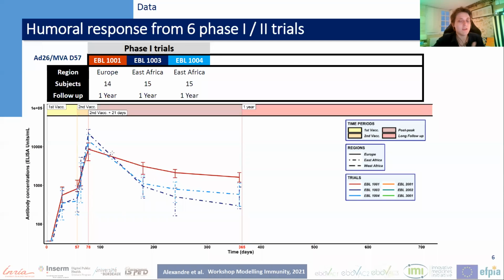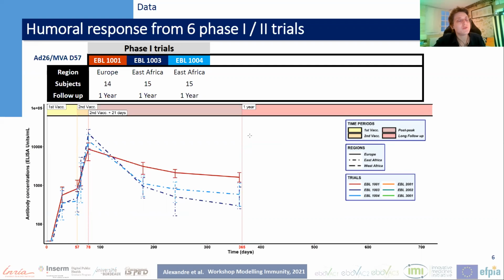In this plot, you can see the mean dynamics of the humoral response, which is binding IgG concentration measured by ELISA assays, over time in each trial, with a peak which can be observed 21 days after the second vaccination, followed by a slow biphasic decrease of the antibody concentration up to 1 year.